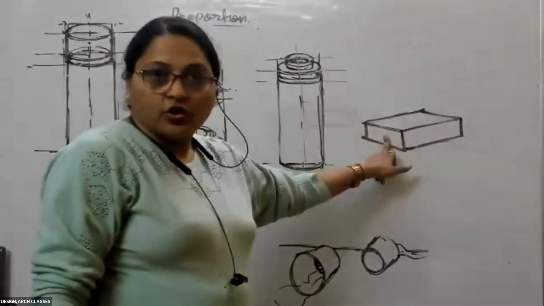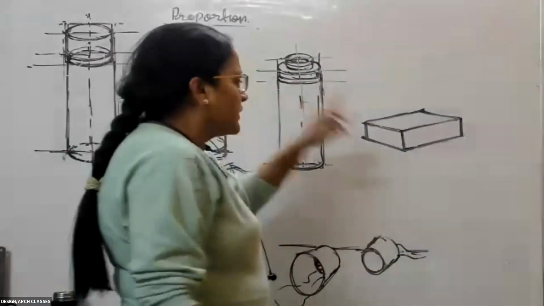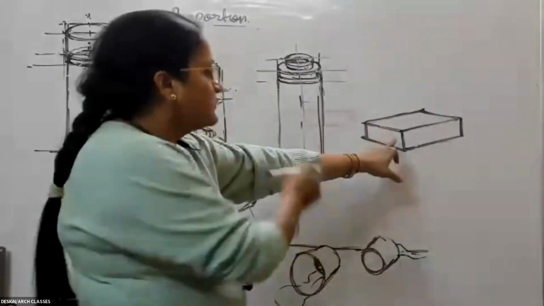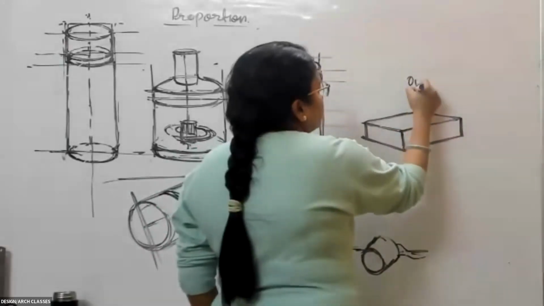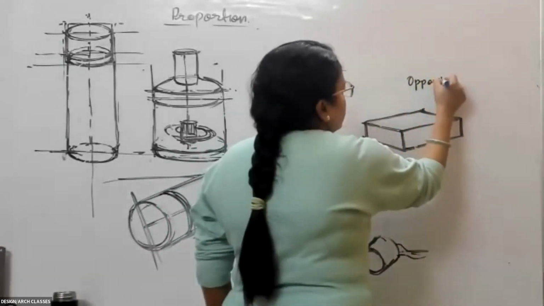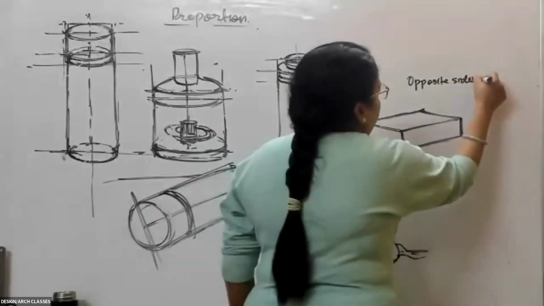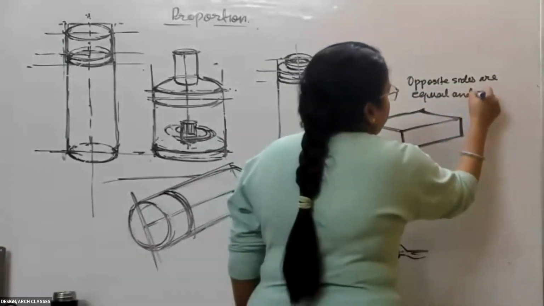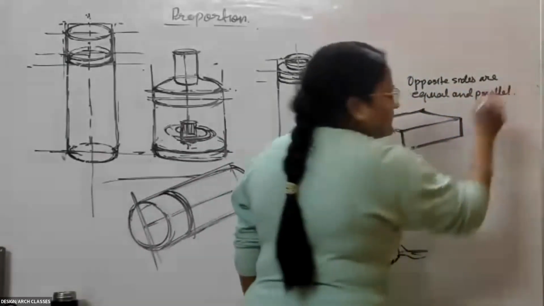I have taken a cuboid specially here. Is this cuboid at eye level, below eye level, or above eye level? Below eye level. So this is below eye level. In this, what did I make sure? Opposite sides are equal and parallel.